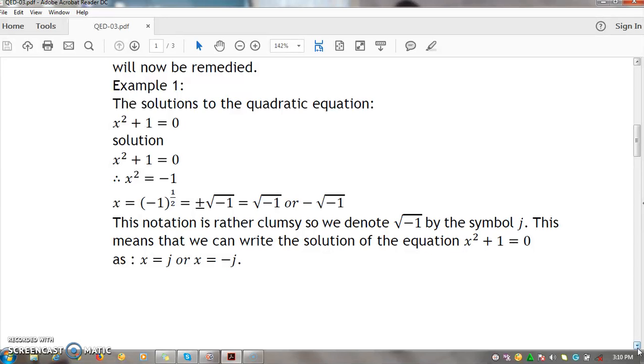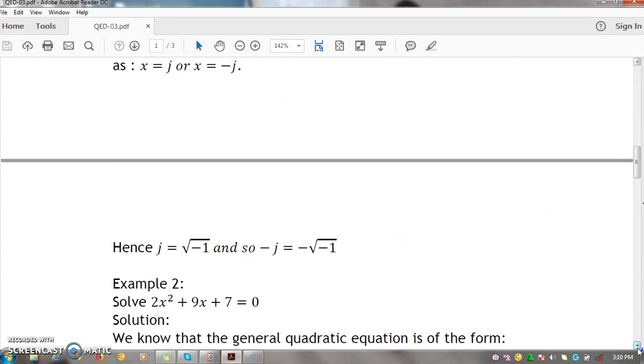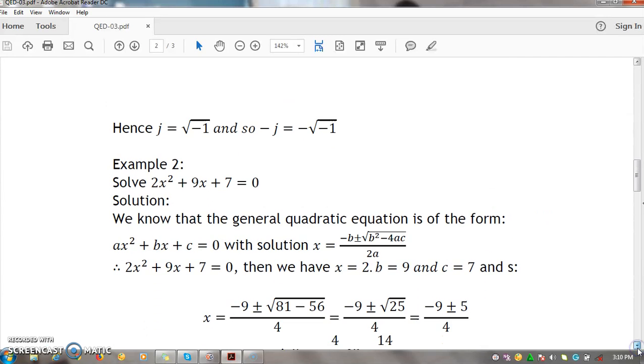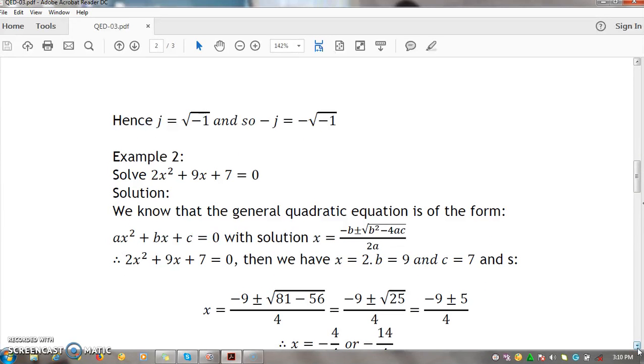That means if we have j squared, then j squared would be -1. So this means that we can write the solution to that equation to be x equals j or x equals -j. So let's look at an example to prove that.